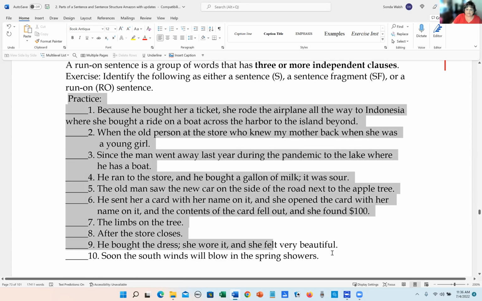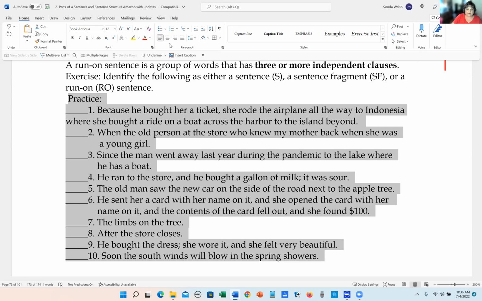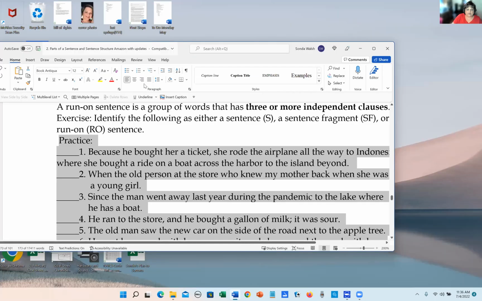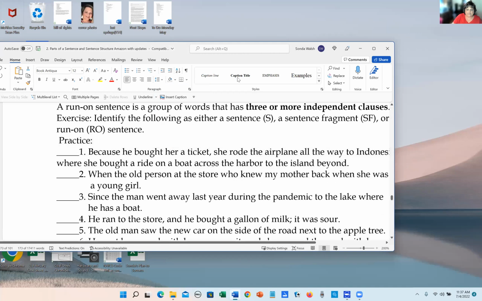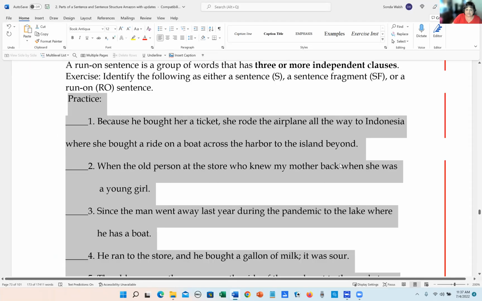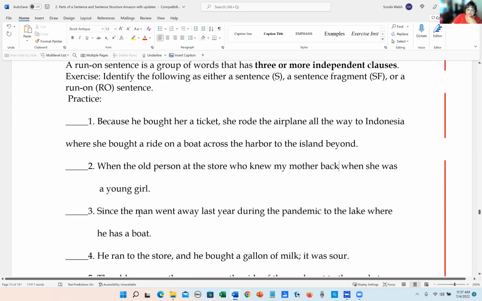Let me make these. I don't know why we have them all so close together here. Give me just a second. When I put this in Amazon to publish it, a lot of my formatting changed. And so that's why sometimes some things are wonky.